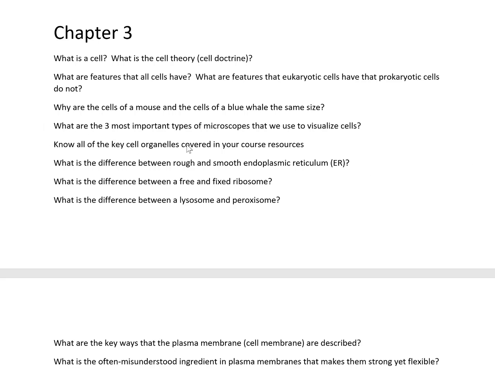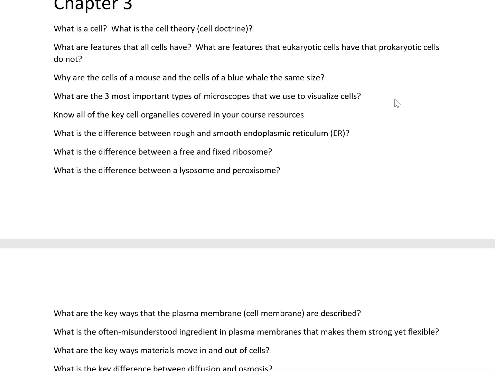All right, what are the 3 most important types of microscopes? I only had you watch a video on the light microscope. That's going to be the microscope you work with in the lab. I put a whole playlist of videos on microscopes in the course shell. But when you're seeing really cool structures and images in a textbook or on the internet, it's usually going to be electron microscopes.